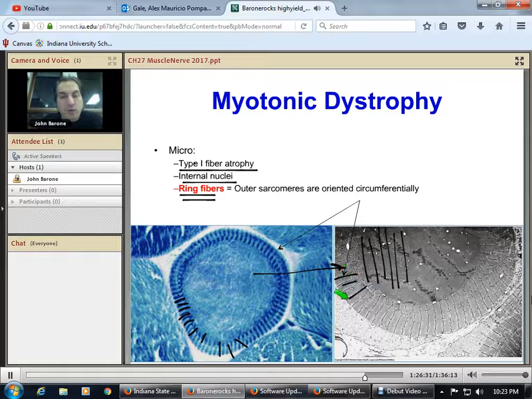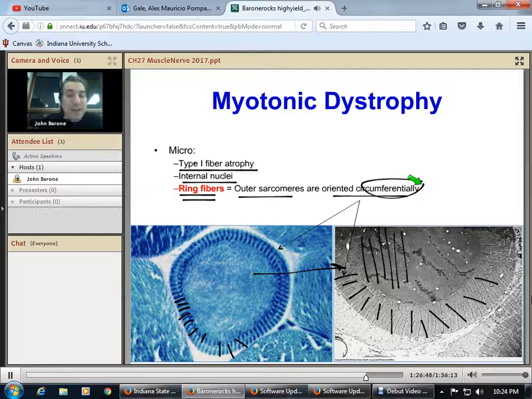Here are the normal sarcomeres lined up like this. They're all lined up like this. And then at the edges, they're all lined up a different way. Isn't that weird? They're like a ring, a circumferential ring. So, ring around the fiber. The outer sarcomeres are oriented circumferentially. That is so cool. So myotonic dystrophy, ring fibers.